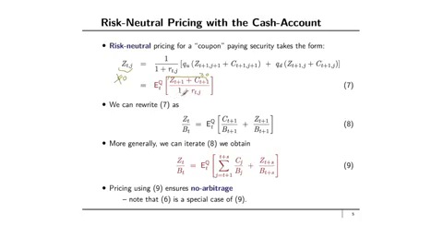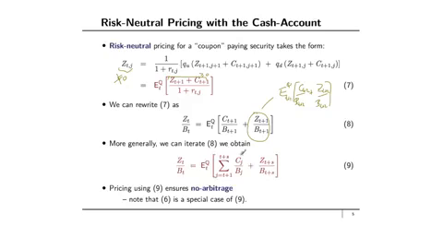I can replace 1 over 1 plus RTJ with BT over BT plus 1, bring the BT over to the other side, and I get expression 8. Now I can iterate, I can substitute in. For example, I know that ZT plus 1 over BT plus 1 is equal to the expected value under Q, conditional on time t plus 1 information, of CT plus 2 over BT plus 2 plus ZT plus 2 over BT plus 2. So if I substitute that in down here, I'm going to get this expression here when s equals 2.